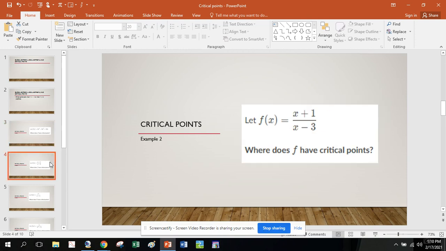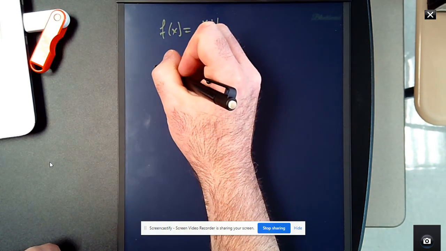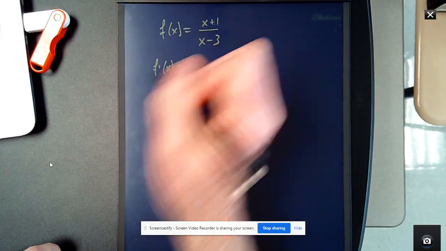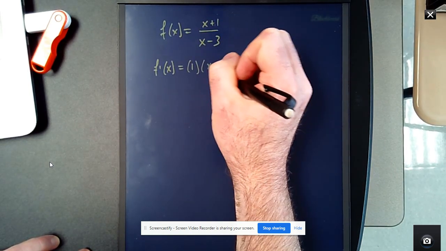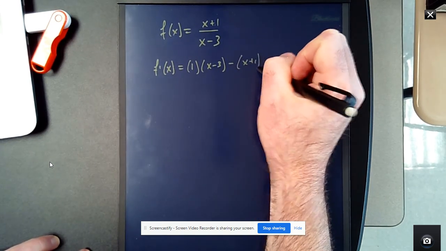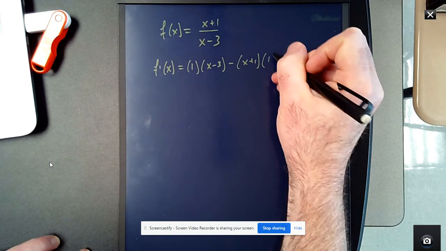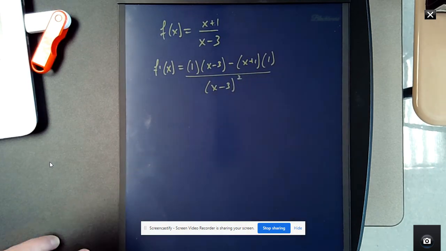Okay, so let's have a look at this one right here. So we have f of x equals x plus 1 over x minus 3. And we want to see if there's any critical points for this. So again, the first thing I want to do is take my derivative. So for this, we're going to have to use the quotient rule. So the derivative of x plus 1 is just 1, and then I multiply it by x minus 3, minus, leave the top, and then multiply by the derivative of the bottom, which is just 1. And that's going to be all over the denominator squared.